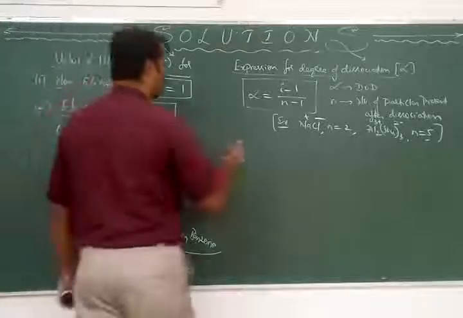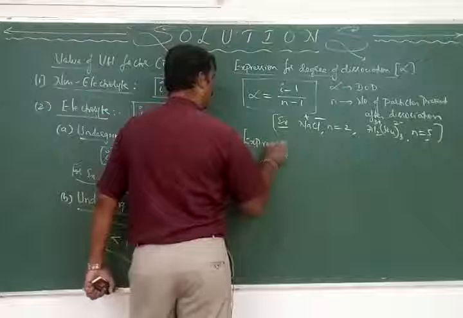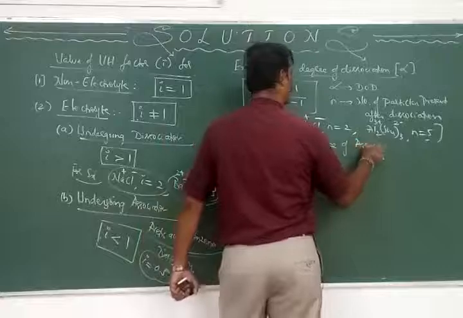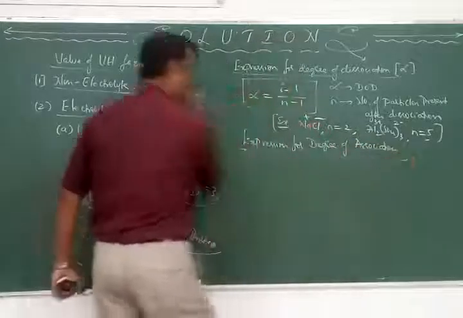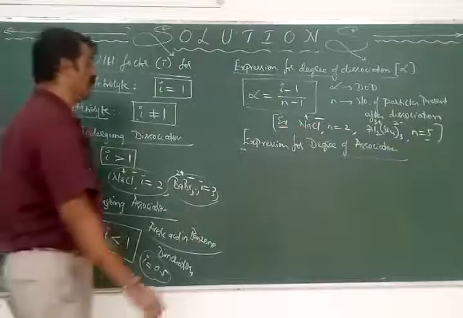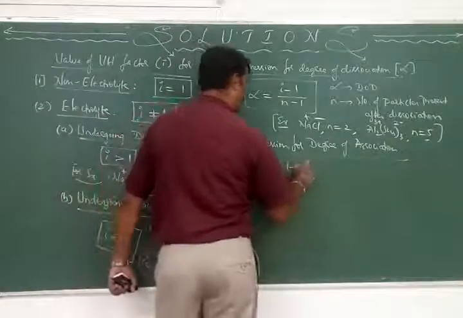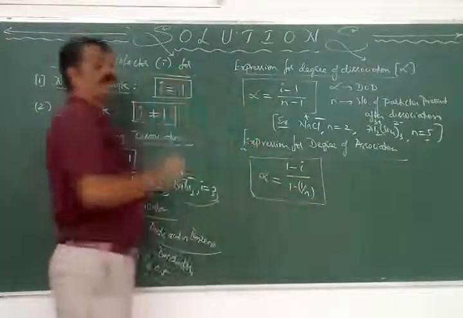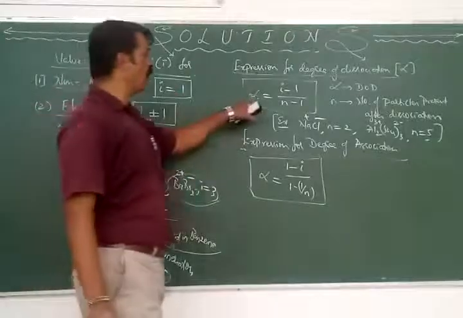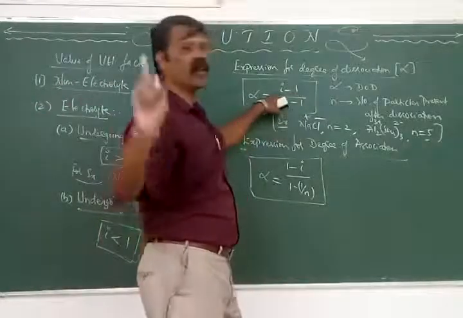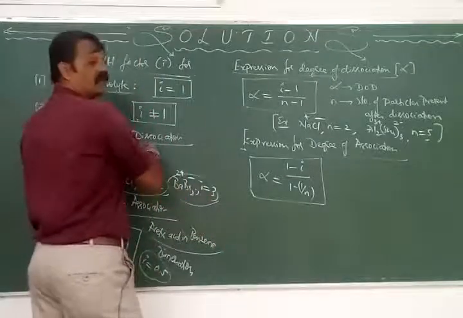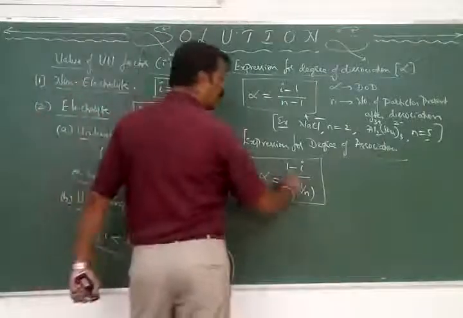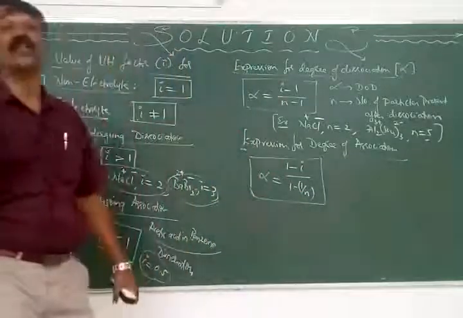Okay. Similarly, we will have the last one, the expression for degree of association. Alpha is equal to 1 minus i divided by 1 minus 1 by n. In case of degree of dissociation, alpha is equal to i minus 1 divided by n minus 1. The i factor is always greater than 1 for dissociation. Therefore, it is i minus 1. For association, the i value is less than 1. Therefore, it is not i minus 1, it is 1 minus i divided by 1 minus 1 divided by n.